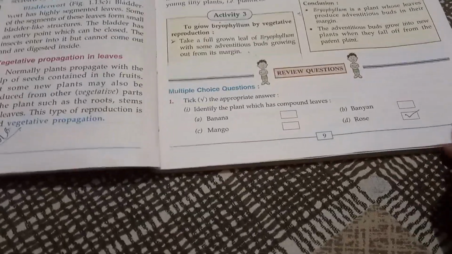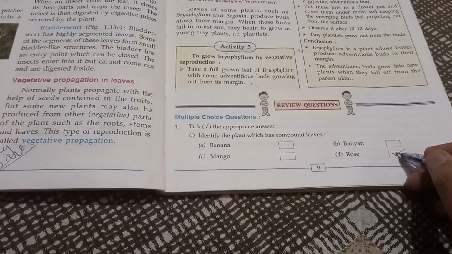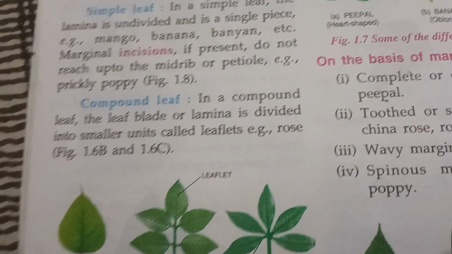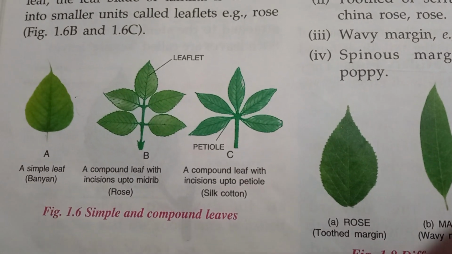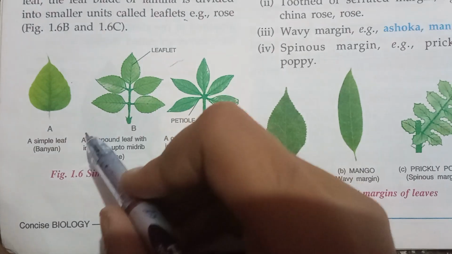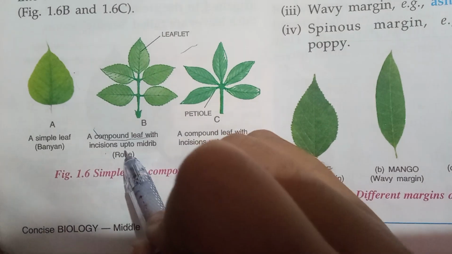I hope you answered those. Can we check the answer, please? Yes, let's do it. So there's simple and compound leaf. This is a compound leaf, and it's rose, as I told you, right? Now, is the second question there?